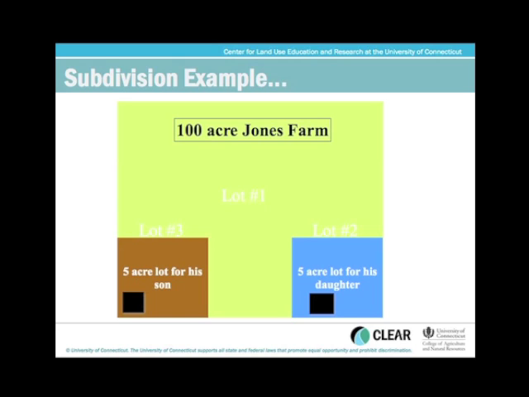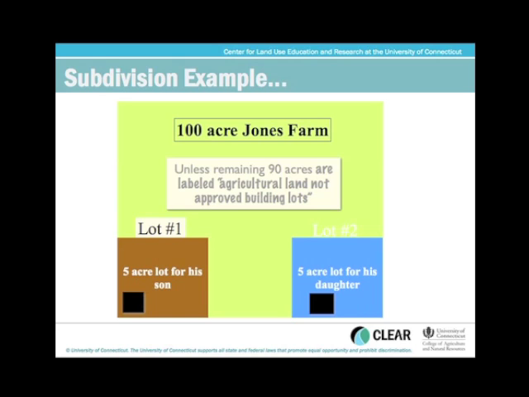Now there is a little catch here, and that is if lot 1 here, the original Jones farm, is labeled agricultural land not for approved building lots, then because of the definition of subdivision, agricultural lands don't fall under that.